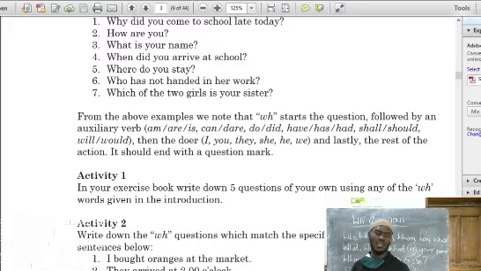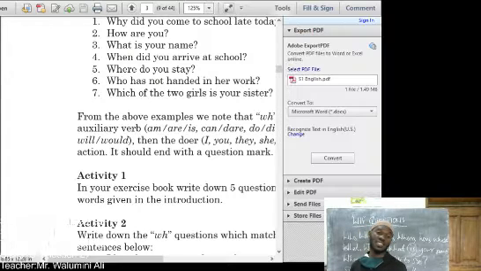Then we have activities here. Now, activity one, they are telling us that in your exercise book, write down five questions of your own using any of the WH words given in the introduction. That's the first activity. In your own words, create or form five WH questions and please write them down. Now, I'm going to give you my five, and then you'll give yourself your five.